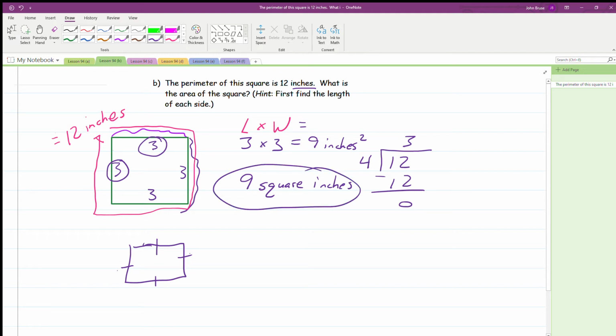This was 3 inches, or excuse me, that was each side. But up here it said that the perimeter was 12 inches. And notice it doesn't say square inches. We're just talking about the length around the square, versus square inches, where we're talking about how many squares are inside the square. How many of these little square inches are inside. So the answer for B is 9 square inches.